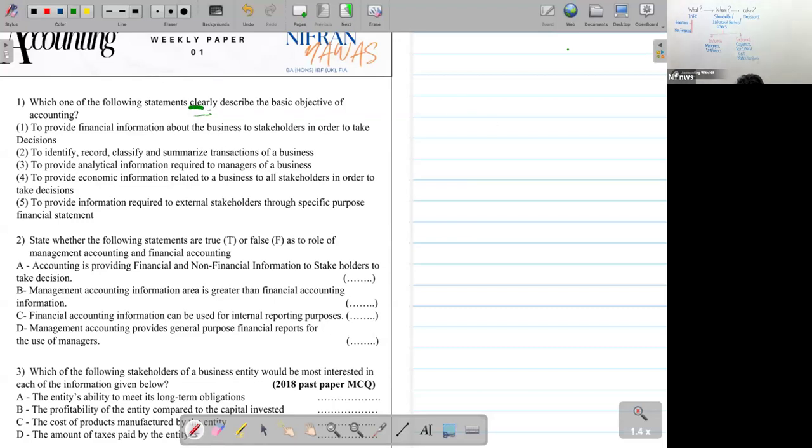Right. Which one of the following statement clearly describes the basic objective of accounting? Okay. So some of you might have gone ahead with the first tangent. What is it? To provide information about the business. No, to provide financial information. Okay, to provide financial information about the business to stakeholders in order to take decision. Is this statement correct or wrong? What do you guys think?